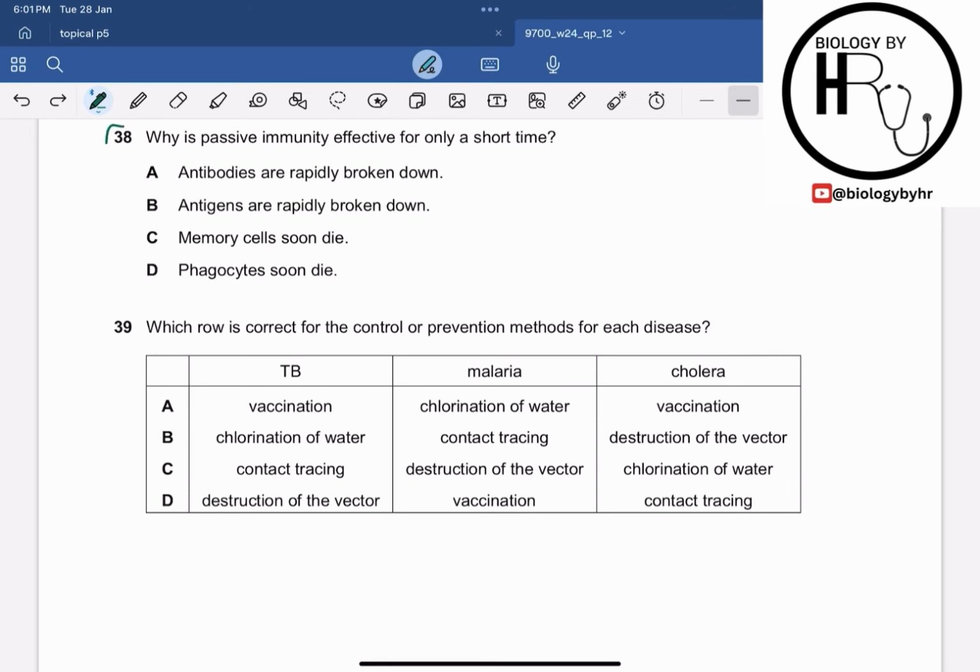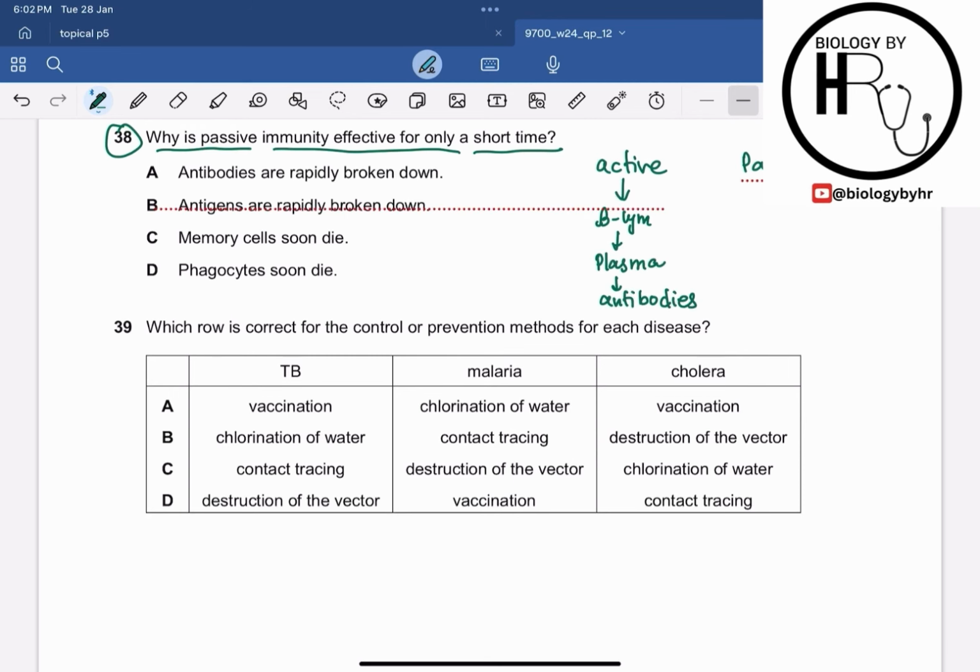Question 38 basically says that why is passive immunity effective for only short term? So basically there are two types of immunity. One is the active immunity and the other one is the passive immunity. In the active immunity, basically the weakened antigen is injected into the body and the B lymphocytes differentiate and produce the plasma cells, which in turn produces the antibodies. Also the active immunity is long lived because the memory B lymphocytes are also produced, right?